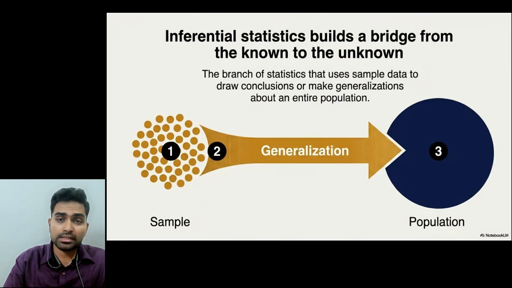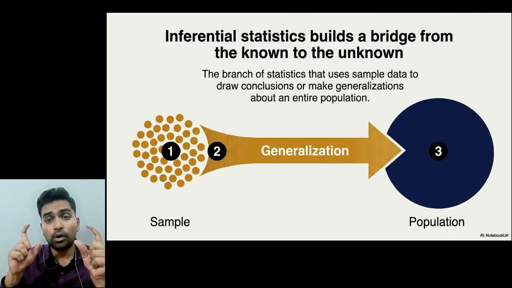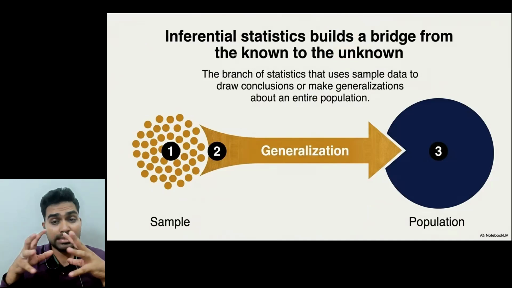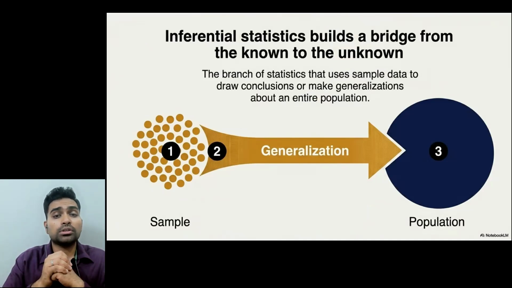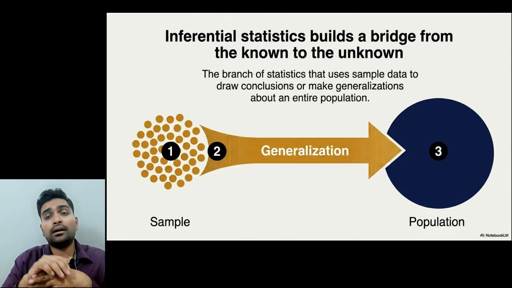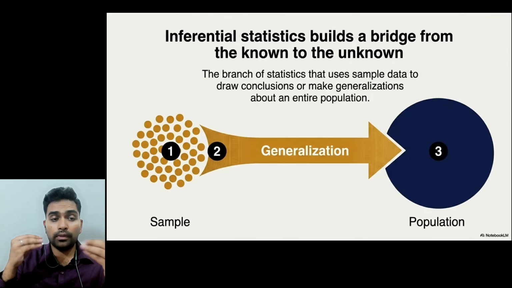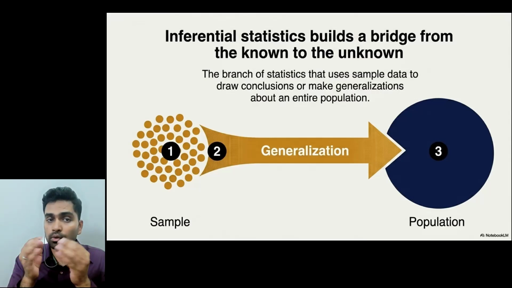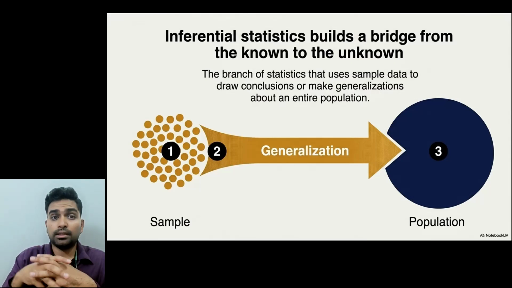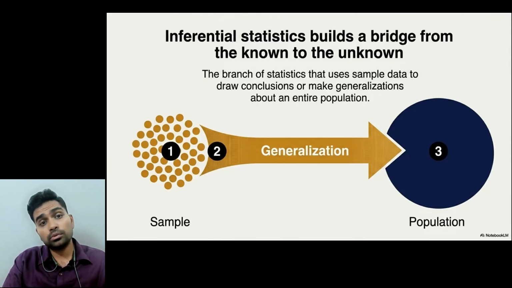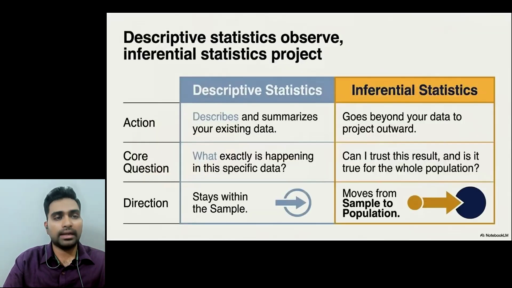So what is inferential statistics? It is the branch of statistics that uses sample data to draw conclusions or make generalizations about an entire population or a larger population. So always remember, it builds a bridge from the known to the unknown. What is known? Your small sample which you have studied. The unknown is the larger population, which you don't have a conclusive idea about.